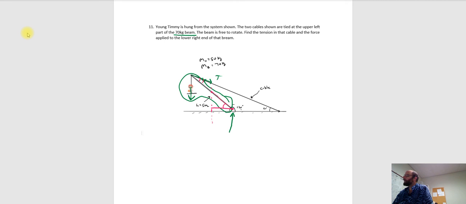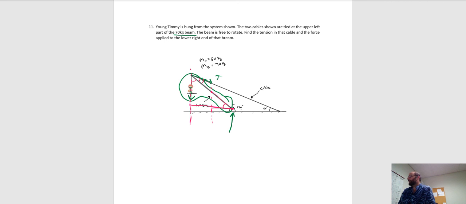And then Timmy's weight. If we think about this in component form, here's a different theta, I'll call it alpha, I guess. That weight vector times the sine of that angle times this distance right here will get you that torque term. Or, this force acts all along this line, so you can take Timmy's weight times this distance. That also will be correct for the torque term.